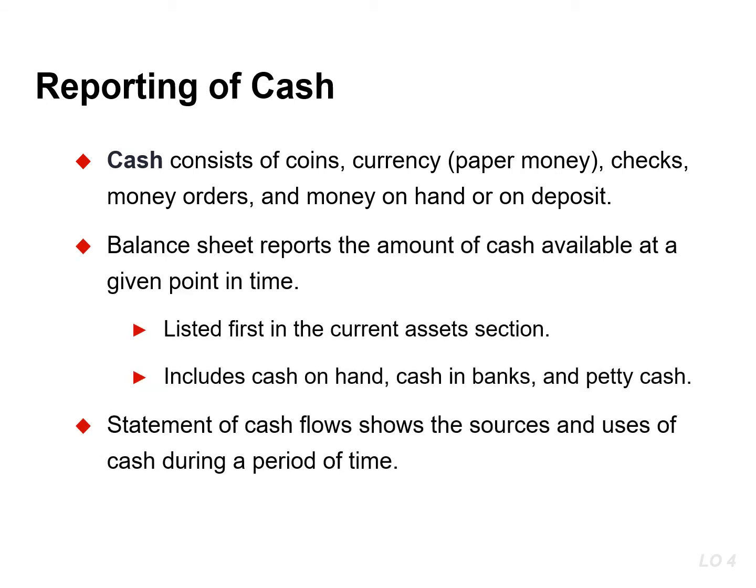Companies report cash in two different statements, the balance sheet and the statement of cash flows. The balance sheet reports the amount of cash available at a given point in time. Because it is the most liquid asset owned by the company, cash is listed first in the current assets section of the balance sheet. Cash on hand, cash in banks, and petty cash are often combined and reported simply as cash. The statement of cash flows shows the sources and uses of cash during a period of time.